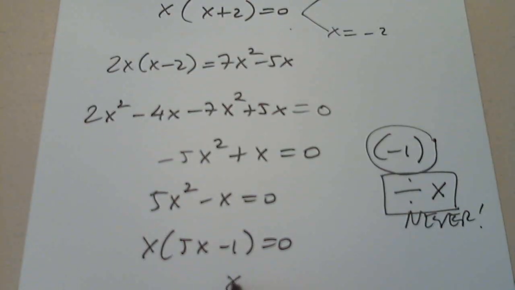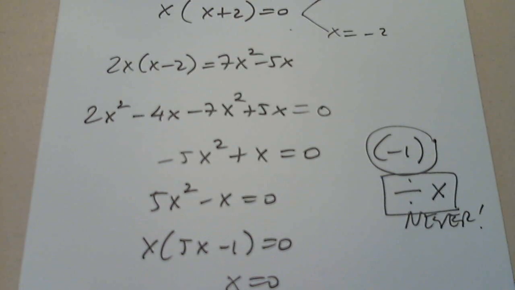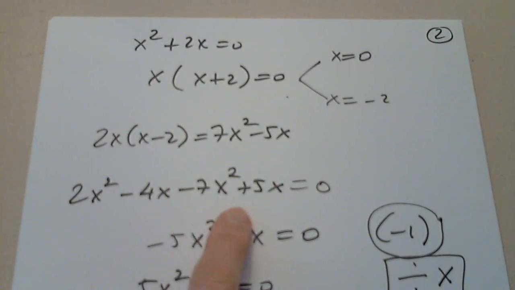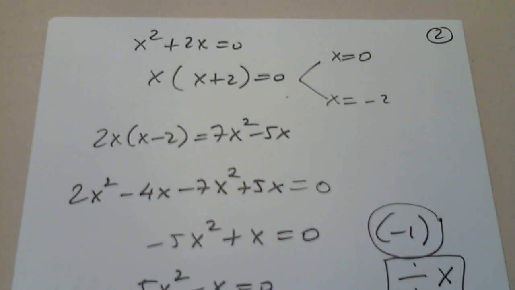When x is 0, x is 0. When 5x - 1 is 0, I move 1 and divide by 5. And I have both solutions. How do I know there are 2 solutions? Because the expression is quadratic. Degree 2, 2 solutions.